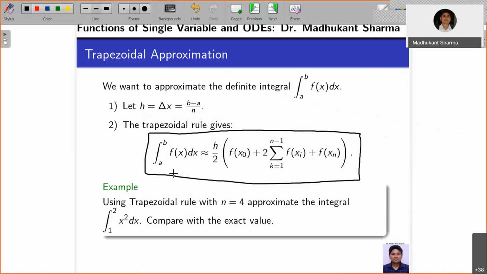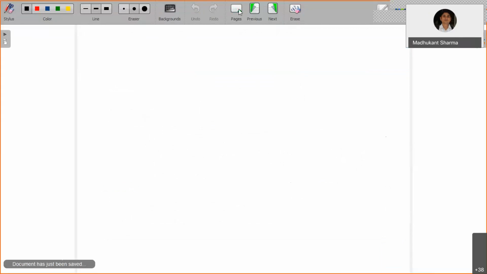So the integral from a to b of f of x dx is approximately equal to h by 2 times f of x0 plus f of xn plus 2 times the values of the function f at the intermediate points. Okay, so you can work with the following example, with n equals 4. You are given the function f of x equals x square, on the interval 1 to 2. So a equals 1, b equals 2.